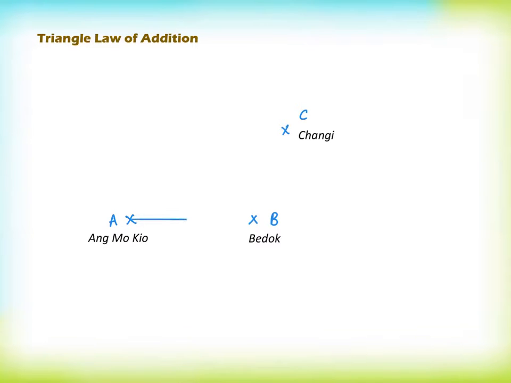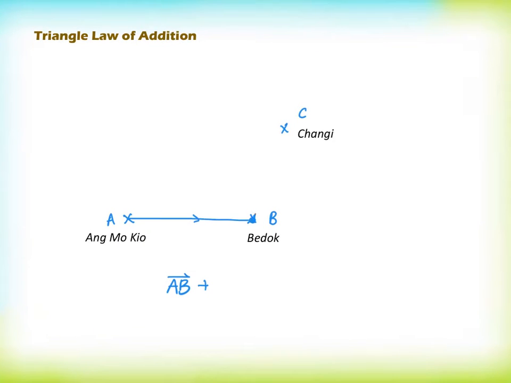Now in this case, if I want to travel from A to C, I actually travel starting from A. I travel to B first. So I'm traveling A to B. And then from B, the interchange, I travel now to point C, to Changi. So now I'm continuing from B to the next point, C. As a result, I have traveled from A all the way to C.